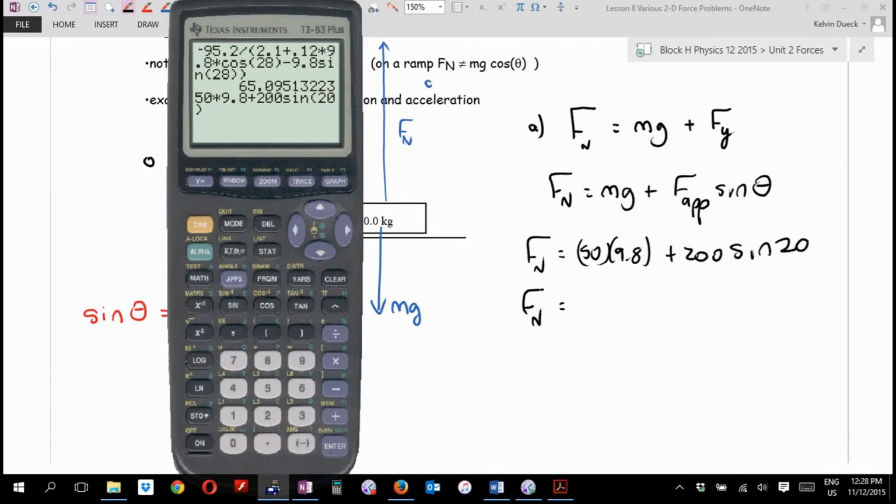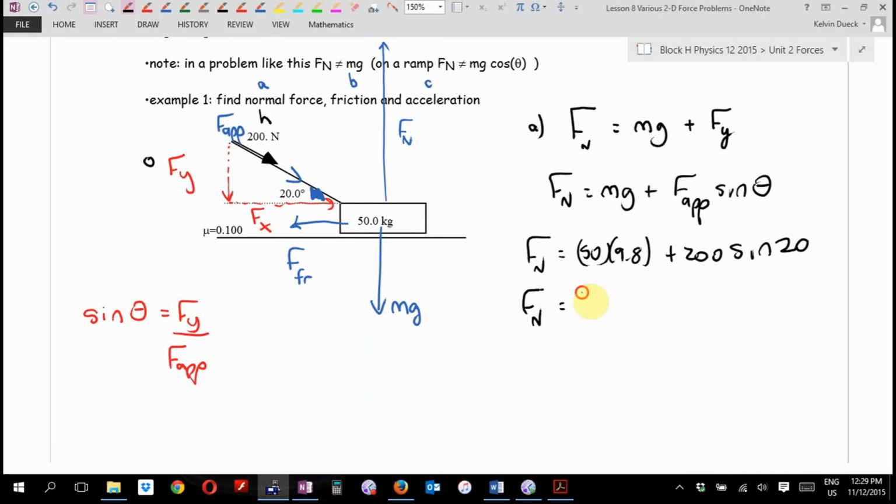I get a normal force of 558.4. Oh, I'll call it 558. Is that right? Yeah. I'll go 558 to 3 sig figs, but I'll keep this number on my calculator. Units, normal force. Oh, did you say force? Newtons.